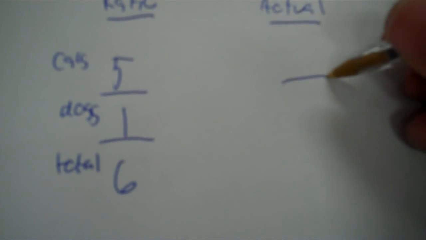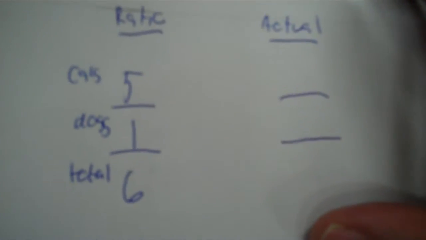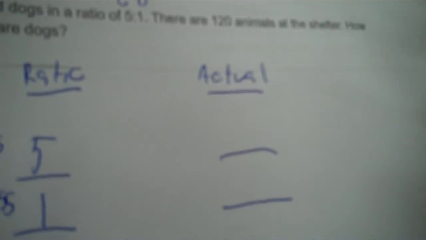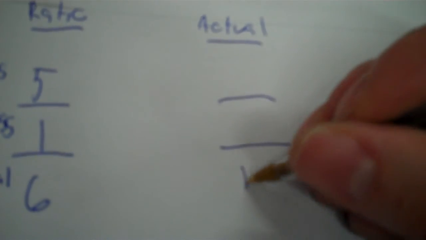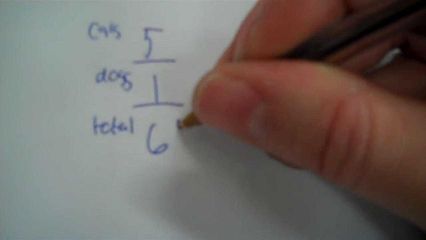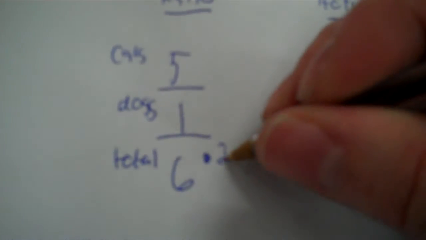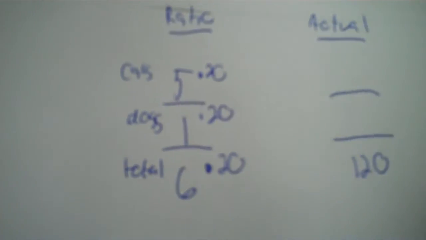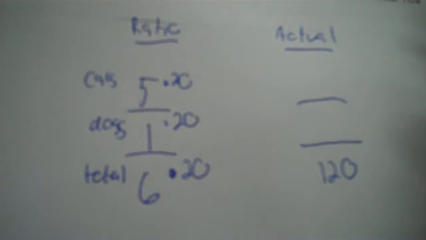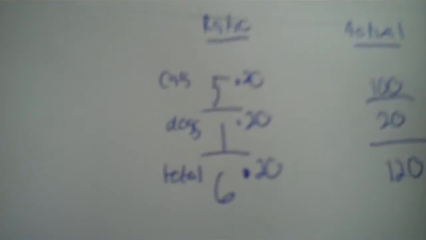Okay, then you come over here. And 120 animals, well that's total, so 120 goes here. Okay, that's how much total you actually have. 6 times what's 120? Well, divide 120 by 6 and find out. It's 20. Then you multiply the 5 by 20 and the 1 by 20, and that'll figure out the actual cats and dogs. So 5 times 20 is 100. 1 times 20 is 20. So 100 cats and 20 dogs.